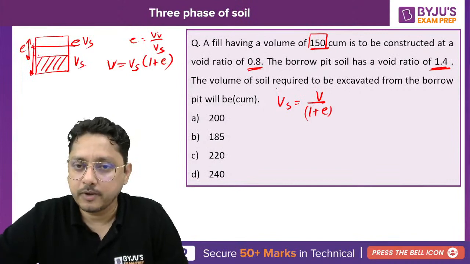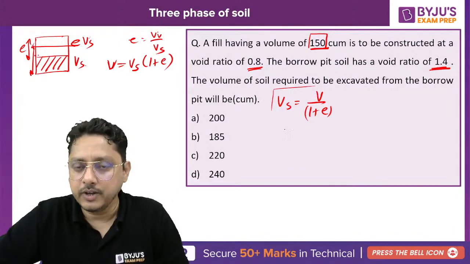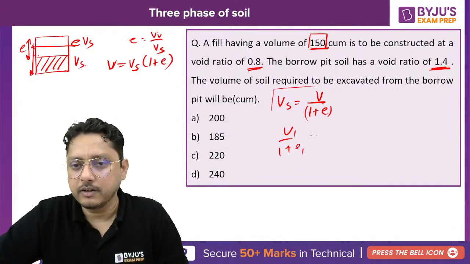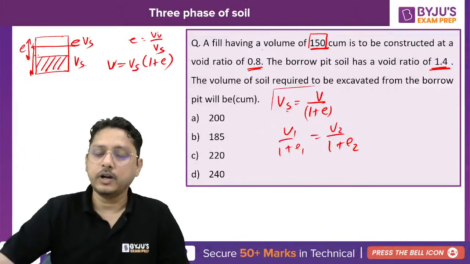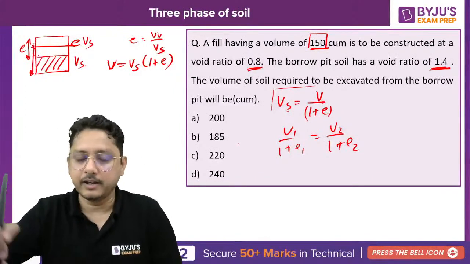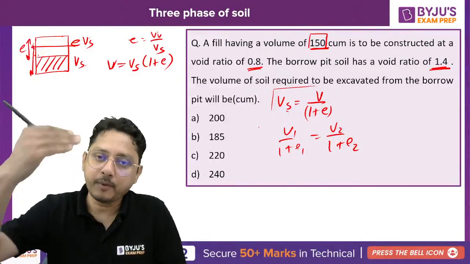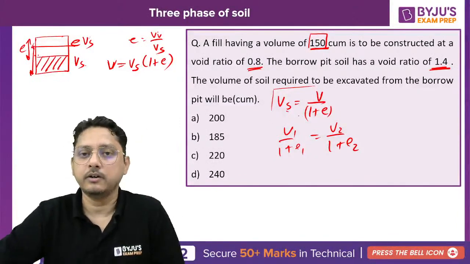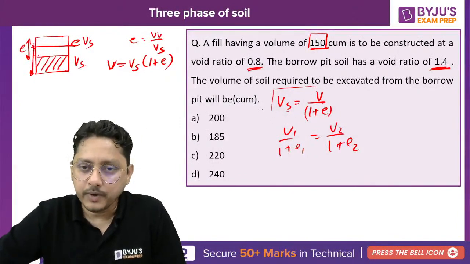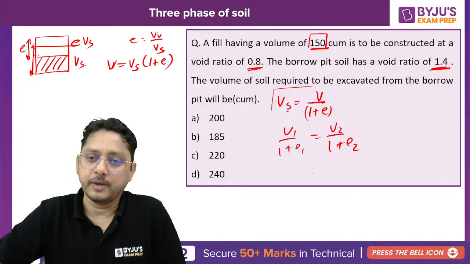And this formula will be very much helpful: V1 by 1 plus E1 will be equal to V2 by 1 plus E2. The volume of solid will be the same. Whatever volume of solid is required here to fill, that amount of volume of solid at least you need to take out from that particular borrow pit. So equate the volume of solid for both of them.